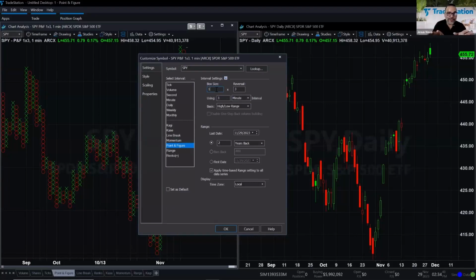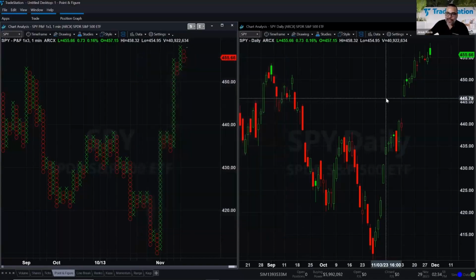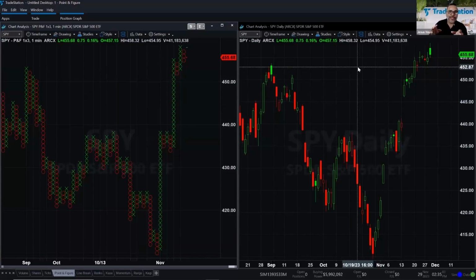So if you want to filter out more noise, you can consider increasing the box size to something that is a little bit more significant. A lot of times, in order to have an idea of what to set my chart to, I usually use an indicator called the average true range, because it gives you an understanding of how much the security is moving per bar.